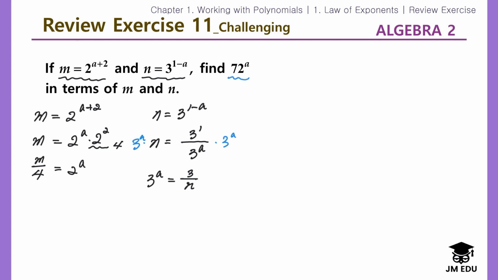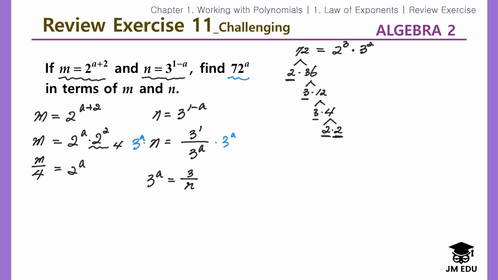Okay, 72 to the power of a. 72 is 2 times 36. That's 3 times 12. That's 3 times 4. And 4 is 2 times 2, right? So 72 is 2, how many 2's? 3 2's are multiplied. So 2 cubed times how many 3's? 2 3's, right? So 3 squared. So 72 is 2 cubed times 3 squared.